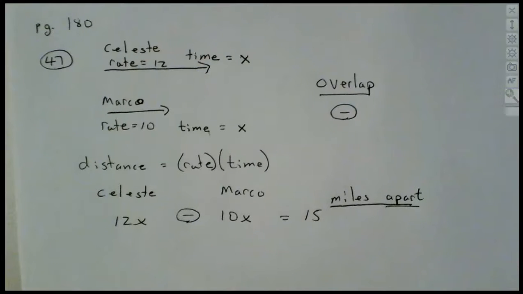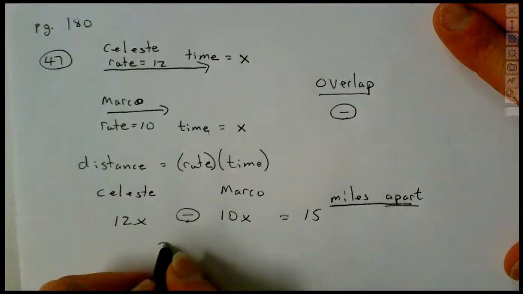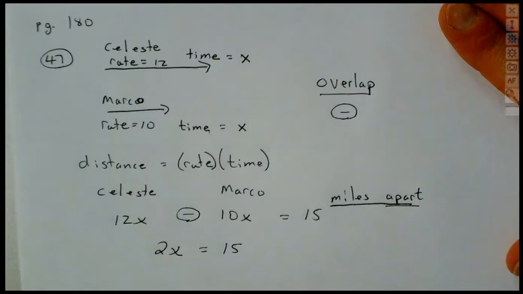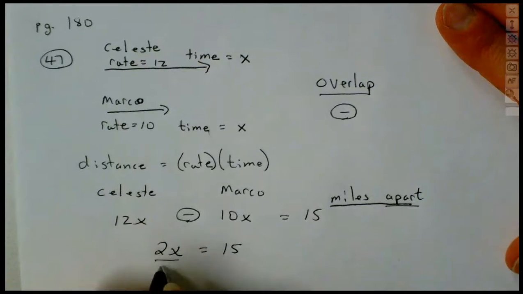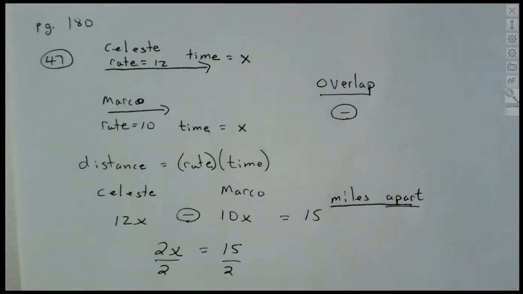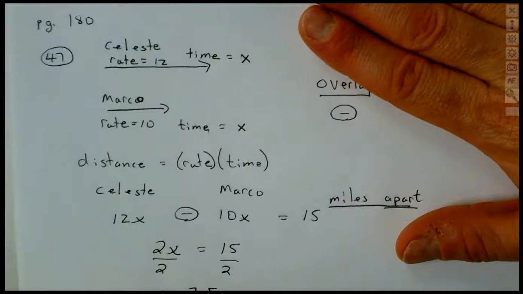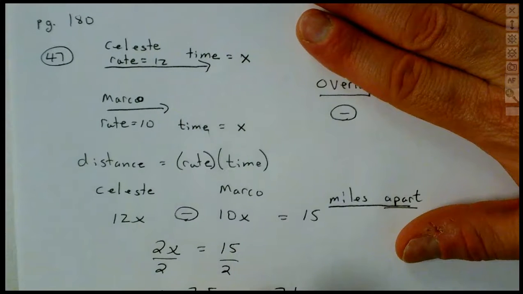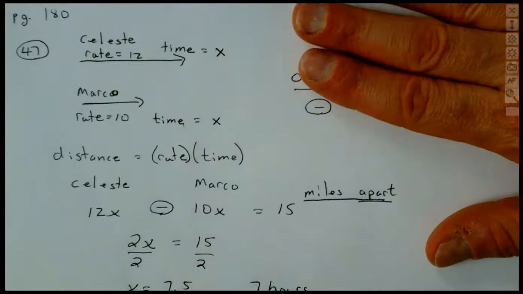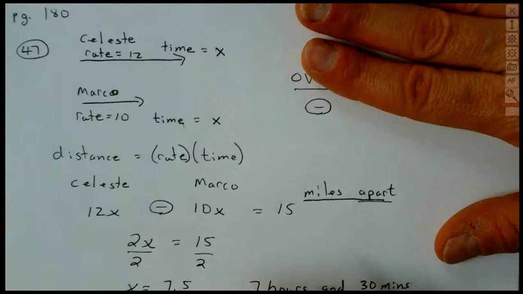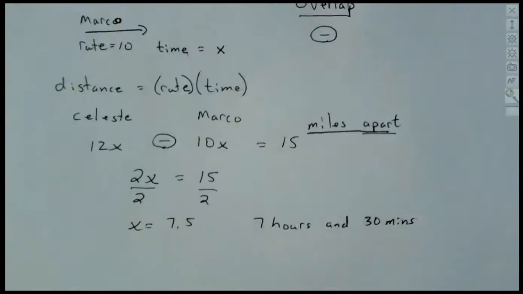Very, very easy to solve. Subtract those together. That gives you 2x equals now 15. Right, we can divide by our 2. And that leaves you then with, what, 7.5, right? So if we divide it out, that's 7.5. And what is that? 7 hours and 30 minutes. So that time is going to now be 7 hours, 30 minutes.